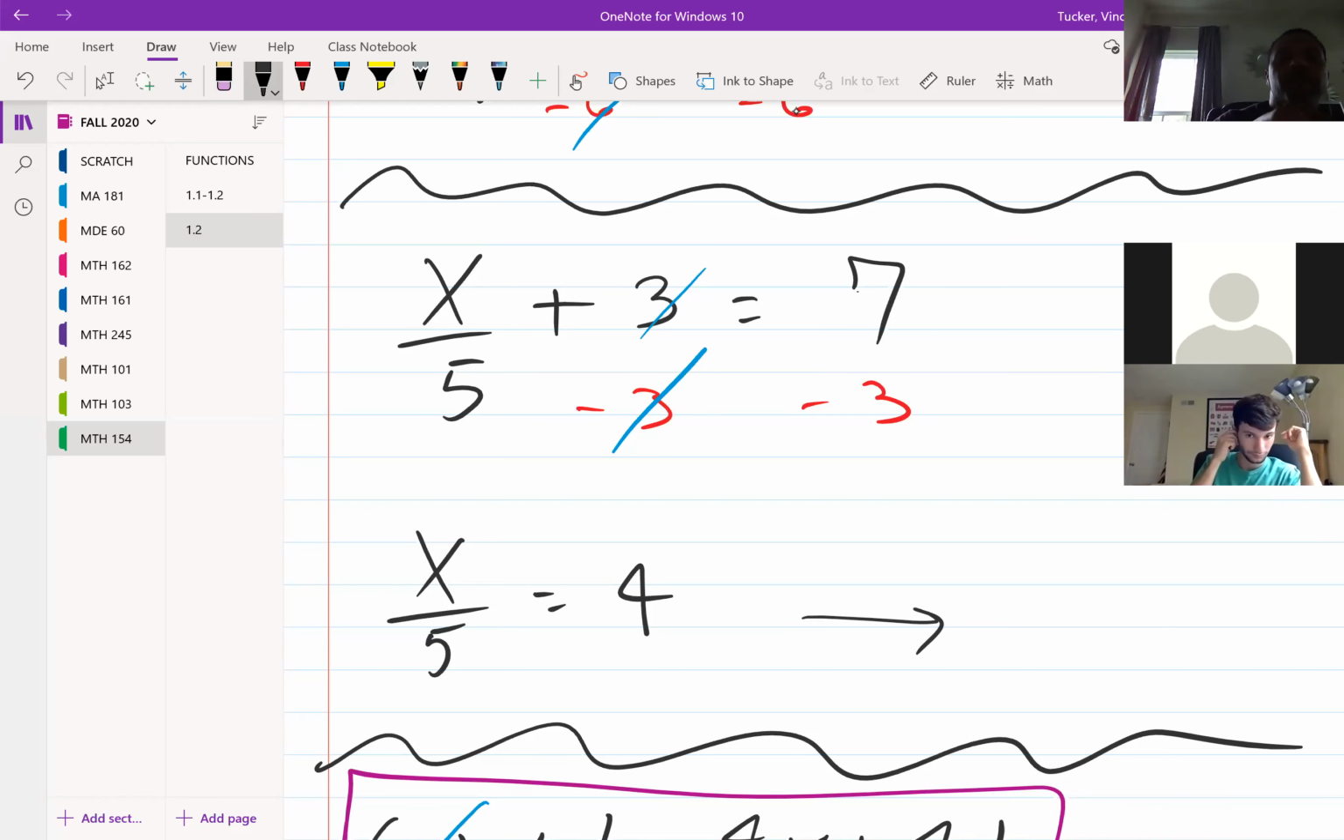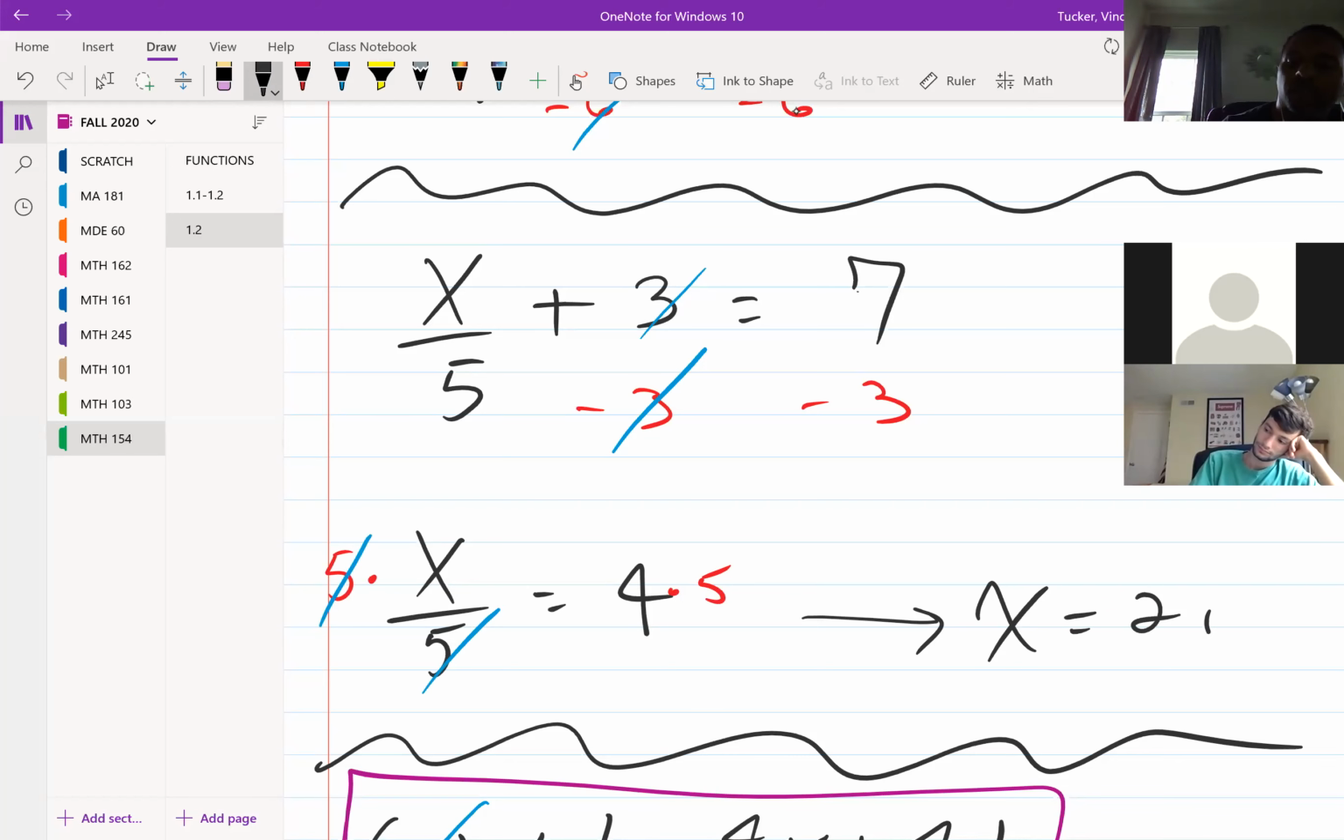All right, then from there, we got x divided by 5. So that means we need to multiply by 5 to cancel out the 5 that's attached to the variable. That'll leave me with just x on the left, and then on the right, we have 20.